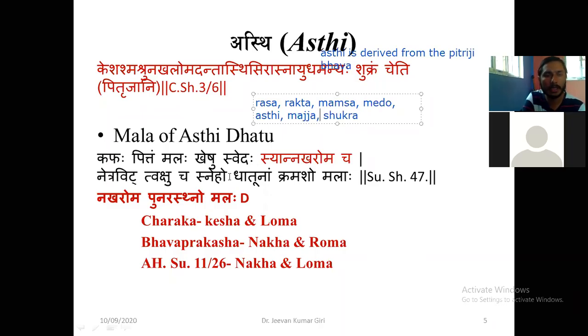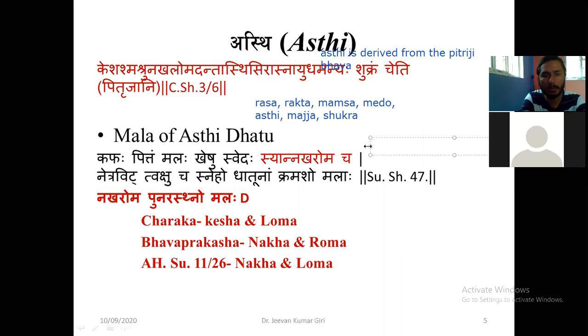dhatus in order only. Now see, kapha is the mala of rasa. Pitta is the mala of rakta. Kha mala is the mala of mamsa. And sweda is the mala of meda dhatu. Now see here, asthi dhatu. The mala of asthi dhatu is the nakha and roma. So the nakha and roma, just write here.